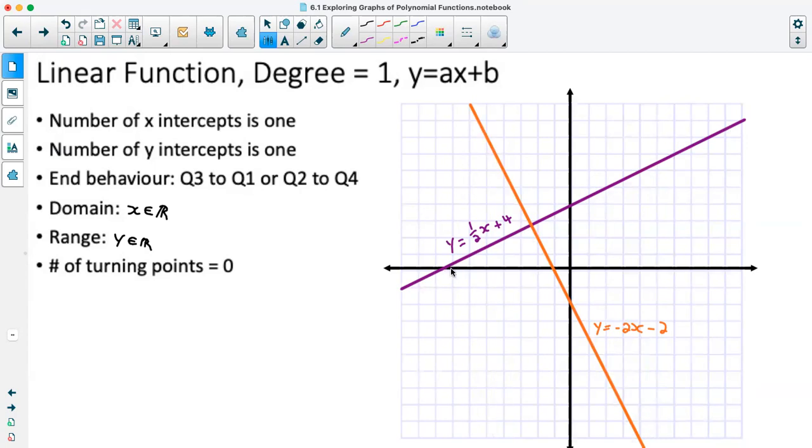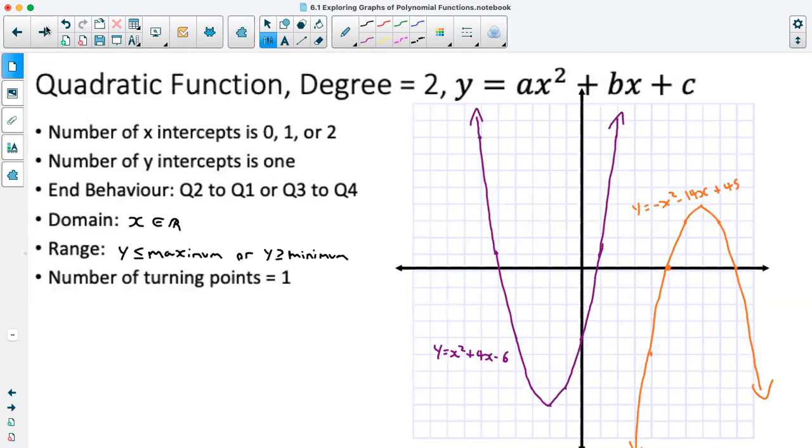You'll notice each one of these has exactly one x-intercept. Our end behavior, depending on the slope of our graph, is going to be Q3 to Q1. So for example, that'd be this one in purple. So we're starting Q3, ending Q1, or it's Q2 to Q4. Our domain is all real numbers. Our range is all real numbers, and our number of turning points, it's a straight line, so they have no turning points, so it would be 0.